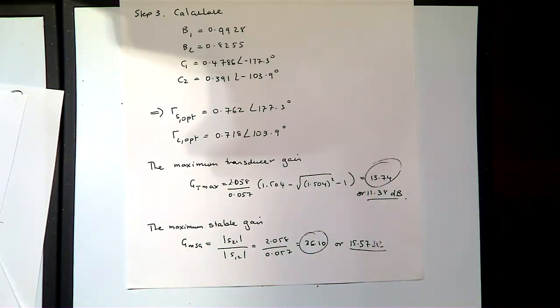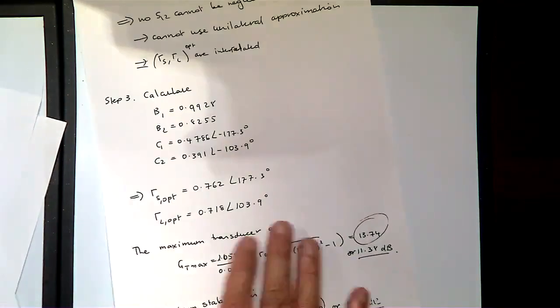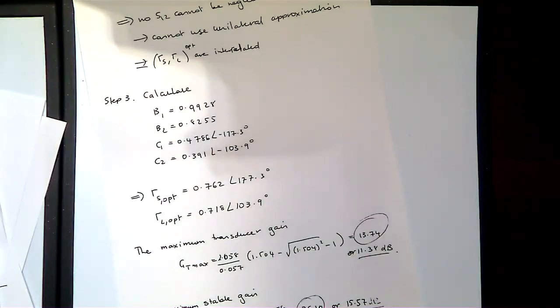So essentially all I did here was say that the unilateral approximation was not valid. It's stable. We have to do a simultaneous conjugate match, and this is what my gamma S and gamma L optimal values are. All right, let's start on the next case today.